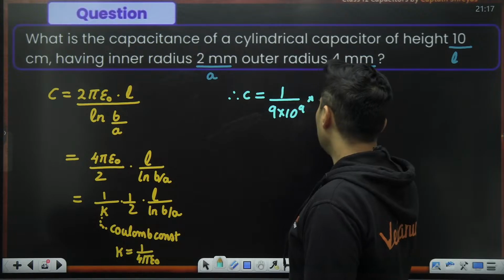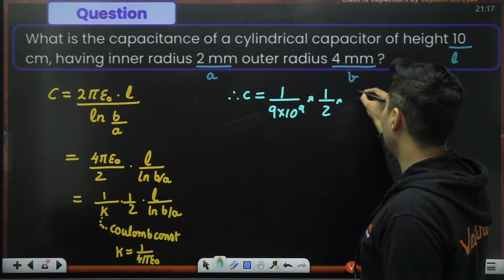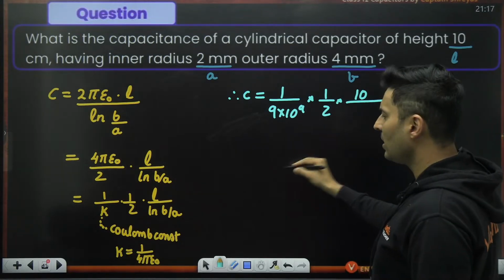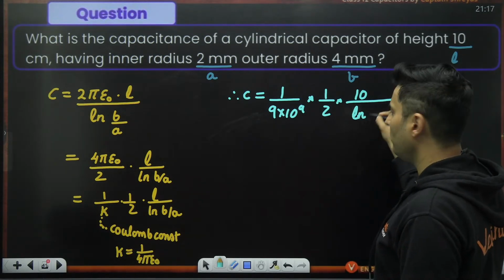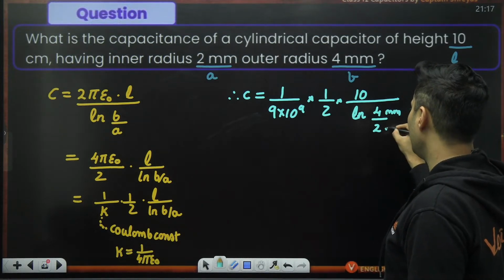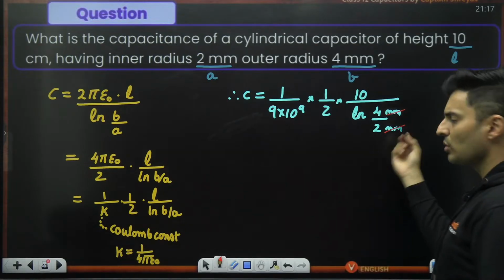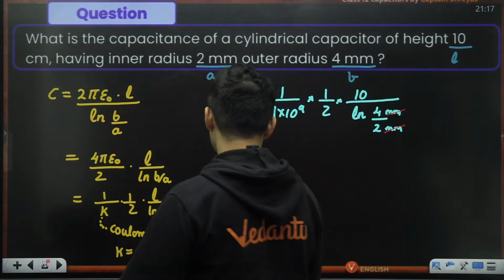1 by K means 1 by 9 into 10 to the power 9, which will make our calculations easy, into 1 by 2 multiplied by the length. The length of the capacitor is basically 10 units divided by log of B by A, that means 4 millimeters by 2 millimeters. Anyway, it is millimeters, so that should get cancelled. So don't bother converting it into meters.